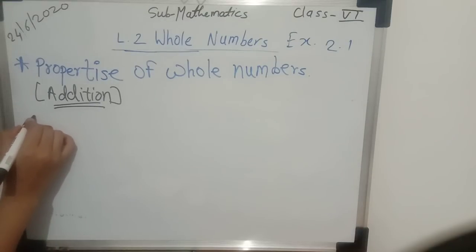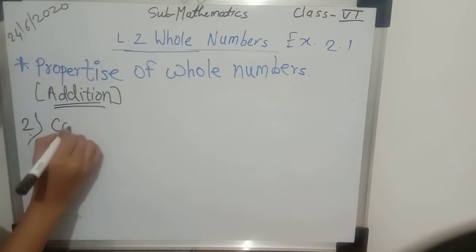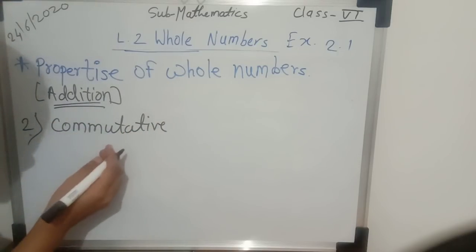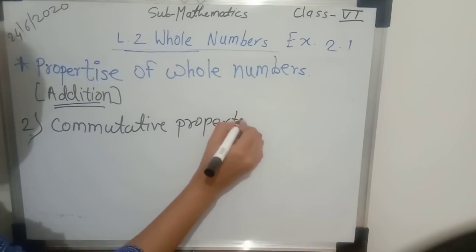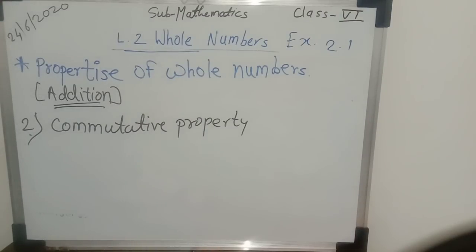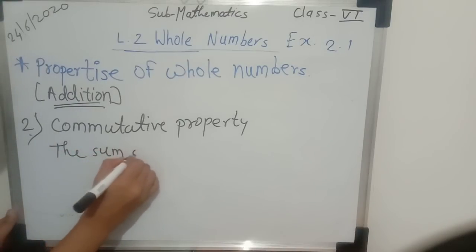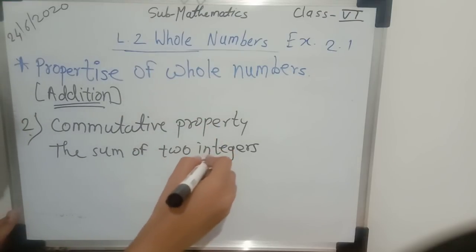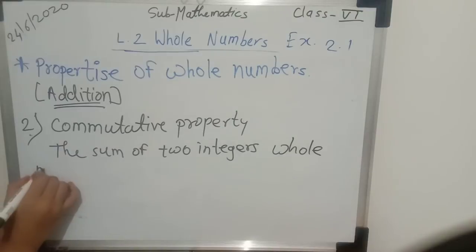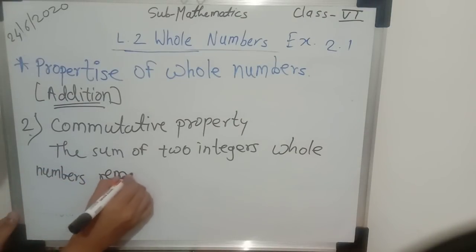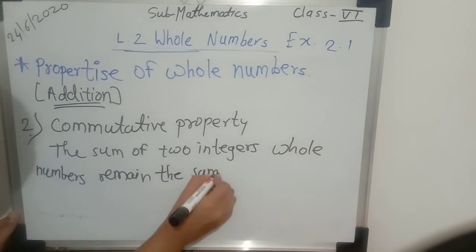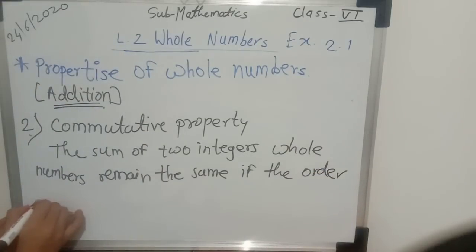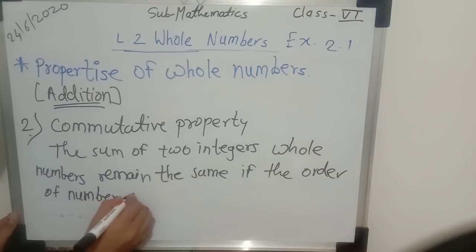Students, we are going to see all the properties for addition, one by one. Now let's see what this property is saying. The commutative property says that the sum of two whole numbers remains the same if the order of the numbers is changed.